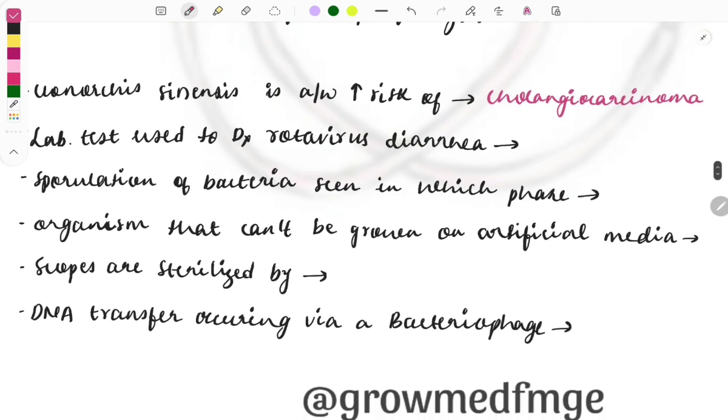Okay, then lab test which is used to diagnose the rotavirus diarrhea, then it is the antigen in the stool. So this is the confirmative test for this one, for the rotavirus diarrhea.